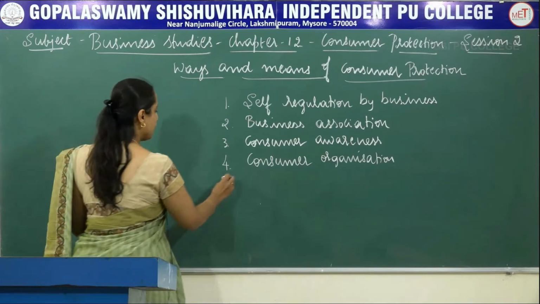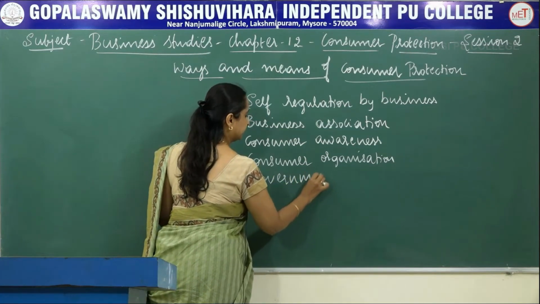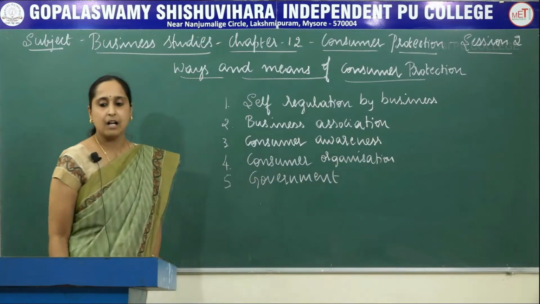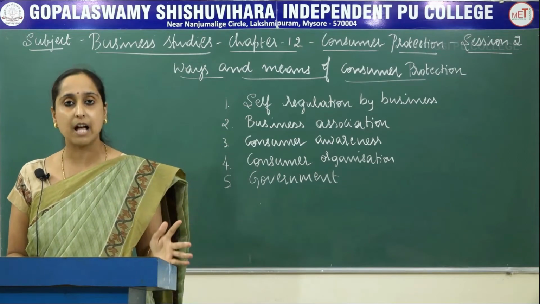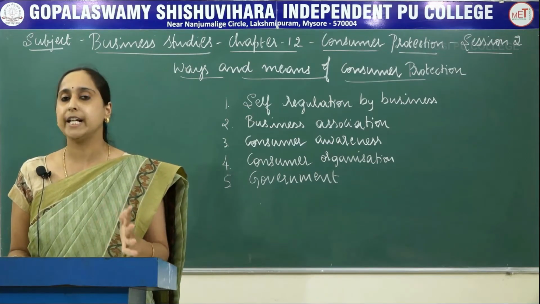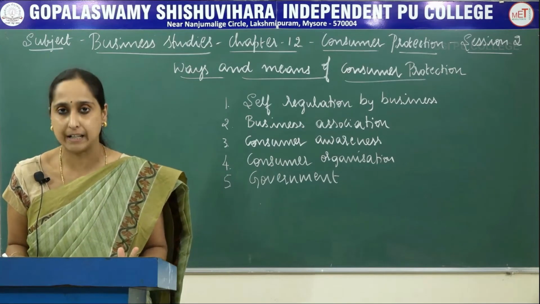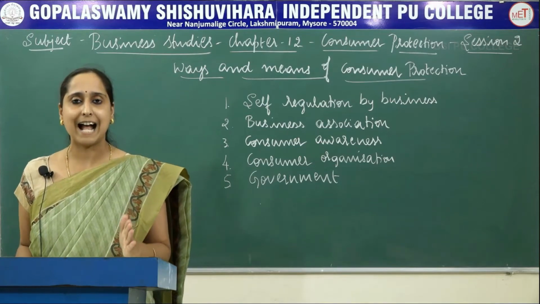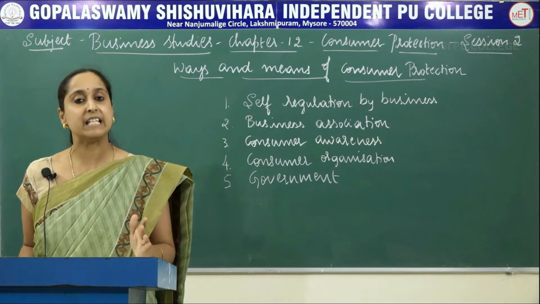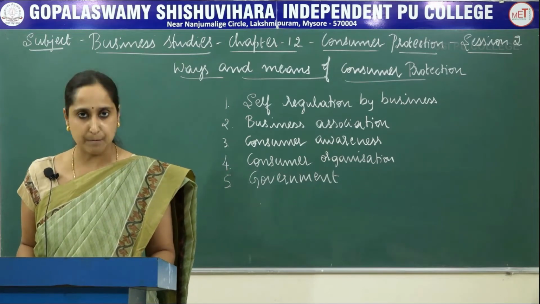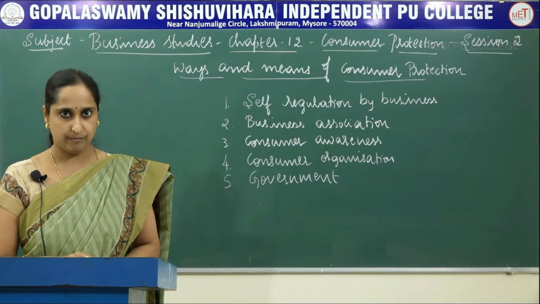Next one is government. See, Government of India has framed certain laws and legislation to protect the interests of consumers, and it has also framed the Consumer Protection Act 1986. This act has a three-tier redressal agency. You have a district forum, state commission and national commission. So these are the ways and means of consumer protection.